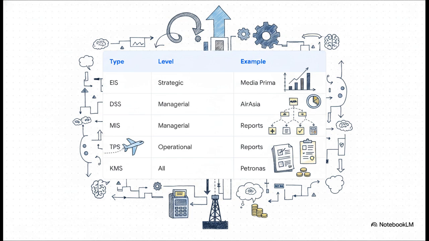Imagine AirAsia dynamically adjusting their flight prices in real time. At the strategic top, Executive Information Systems, EIS, drive those long-term dashboards for CEOs, like over at Media Prima. And wrapping around all of this, spanning every level, are knowledge management systems, or KMSs. These allow corporate giants like Petronas to seamlessly share global engineering expertise internally.